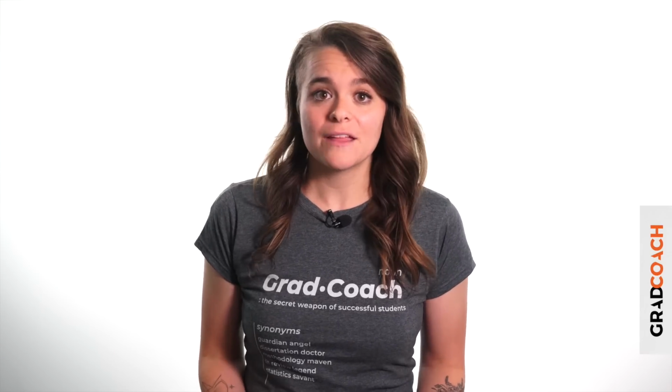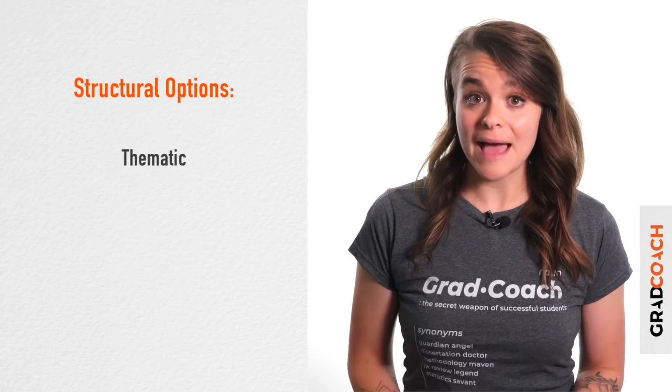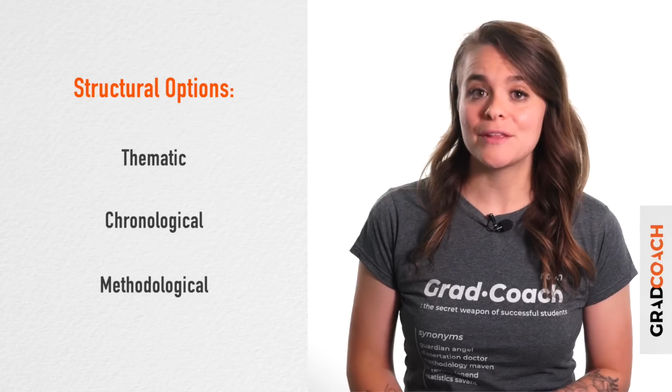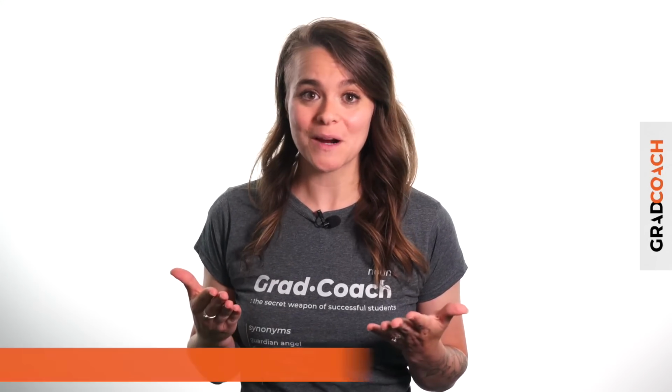All right, so let's look at these structural options. There are, broadly speaking, 3 options for organizing your literature review, namely thematic, chronological, and methodological. Let's look at each of these. The first option for structuring the body section of your literature review is the thematic approach. As the name suggests, this approach involves organizing your body discussion by theme or category.